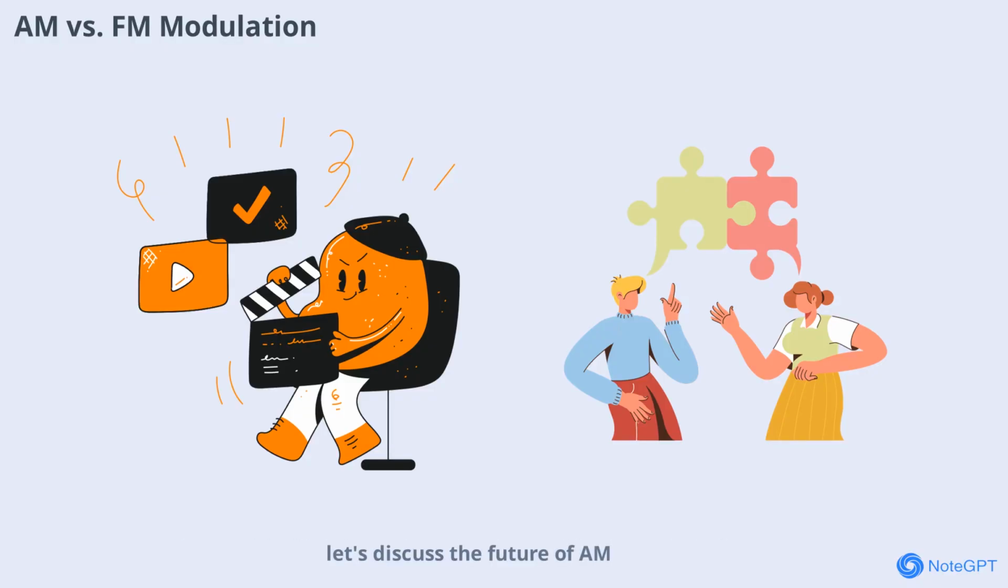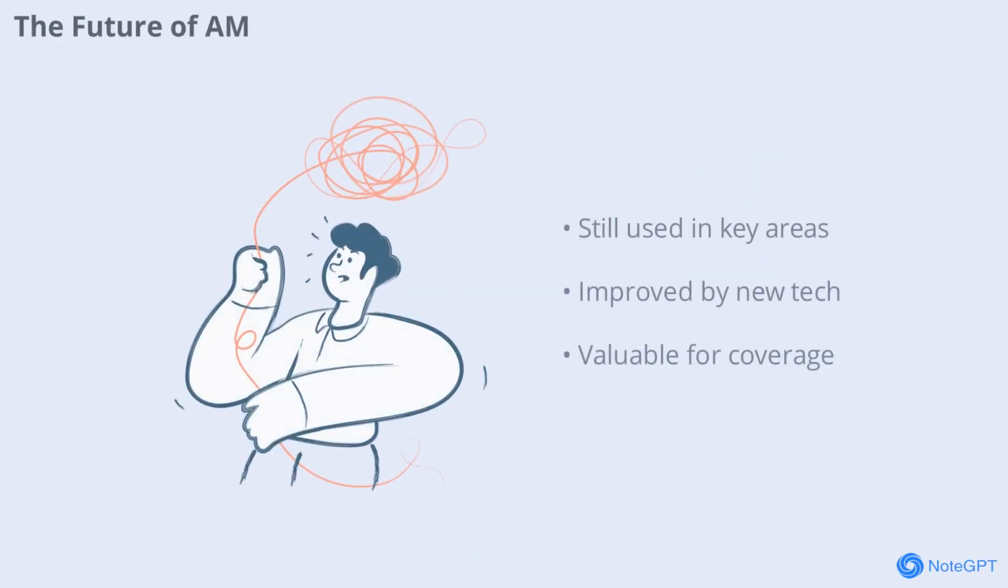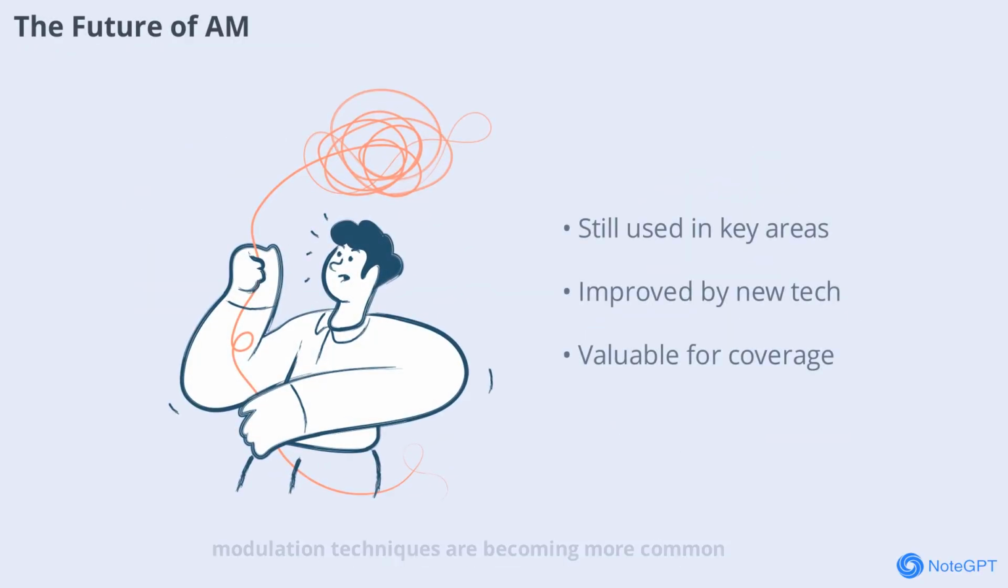Next, let's discuss the future of AM. Though digital and more advanced analog modulation techniques are becoming more common, AM continues to be used in specific applications where its strengths are needed. Advances in receiver technology and digital signal processing have helped improve AM's performance and reliability. As communication needs evolve, AM is likely to remain a valuable tool, especially in areas where simplicity and coverage are priorities.